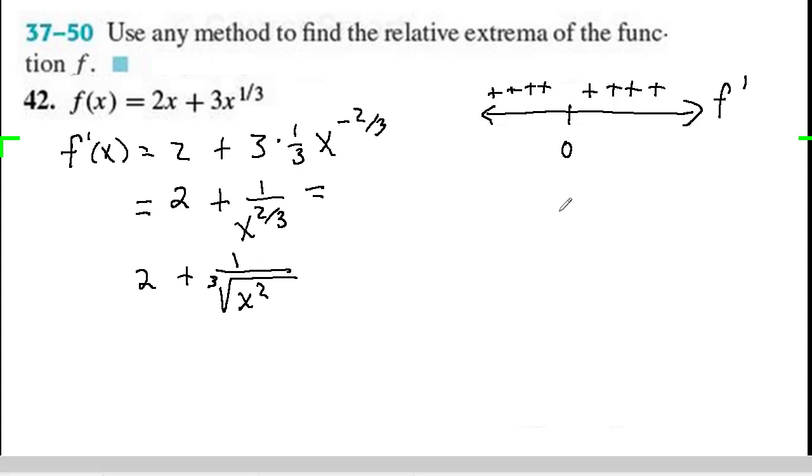So a quick sketch of this: the only critical number is at 0. When we put in 0, we get 0. The graph is always increasing, and it could look something like that. Always increasing. We could look at the second derivative test to get a better glance at what the graph might look like. But all we were looking for is the relative extrema, and this thing has none.